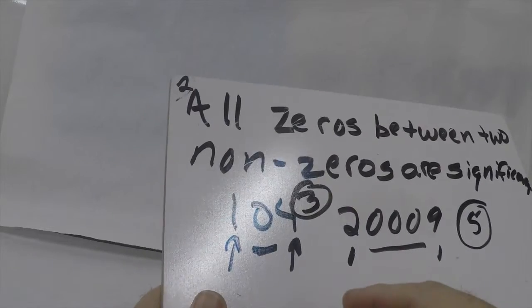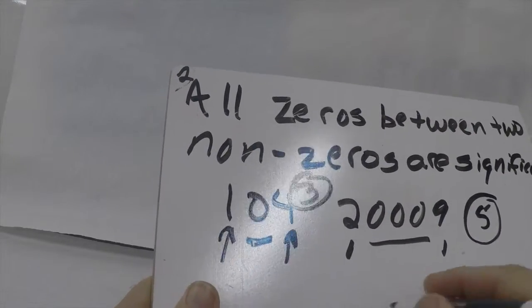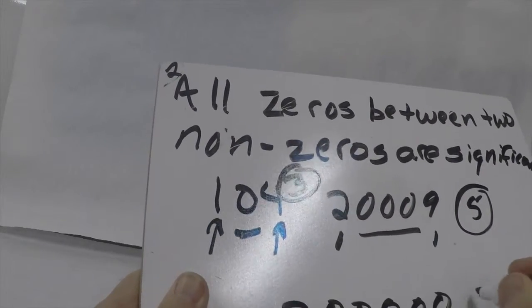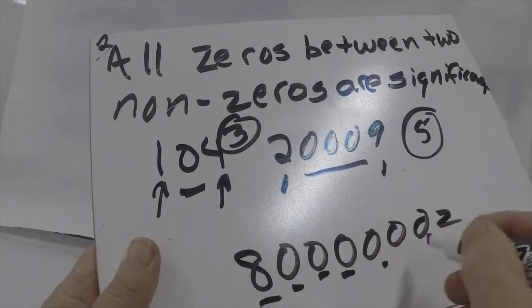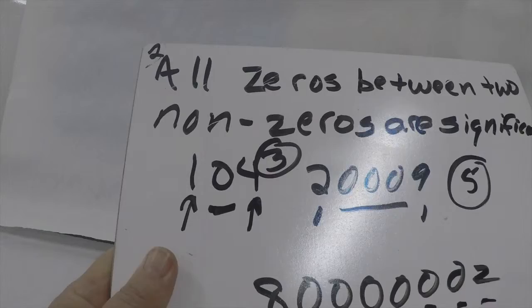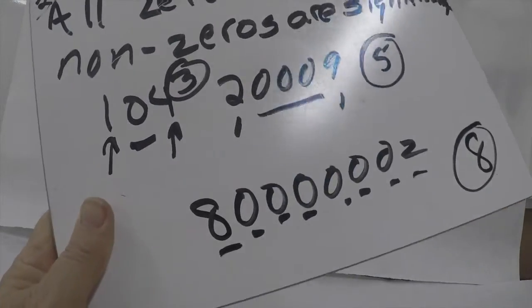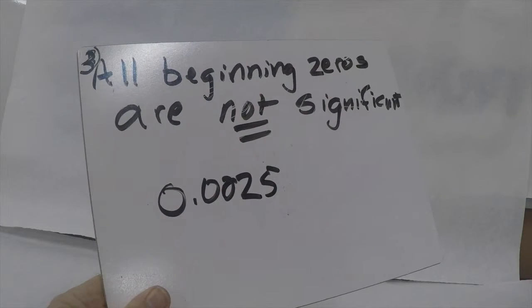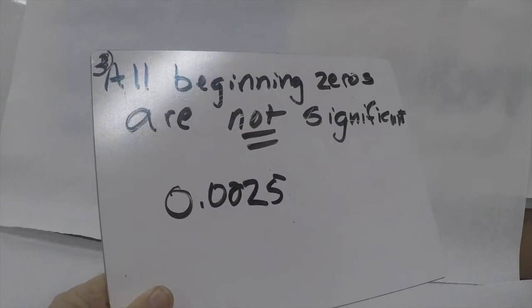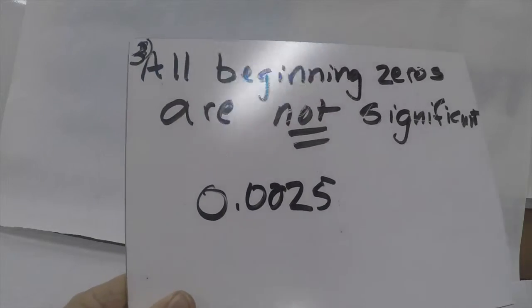Or the number 8, 0, 0, 0, 0, 0, 0, 2 has 1, 2, 3, 4, 5, 6, 7, 8 significant digits. Easy rule so far, okay? Rule number 3, all beginning zeros, or I call them preceding zeros, are not significant.